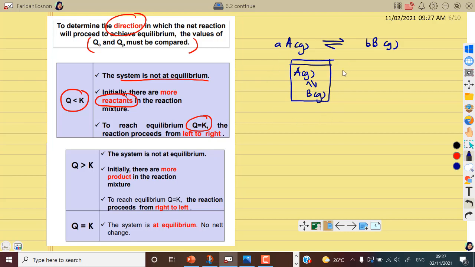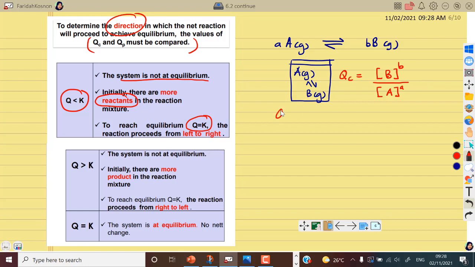Adakah sistem ini telah mencapai equilibrium? So, kita akan compare QC, for example QC lah kan, dengan nilai KC yang diberikan. Jadi, macam mana kita nak compare ataupun nak kira nilai QC? Kita akan gunakan initial concentration of product, okay, B, power of B, macam kita kira KC, divide by concentration of reactant A, power of A.